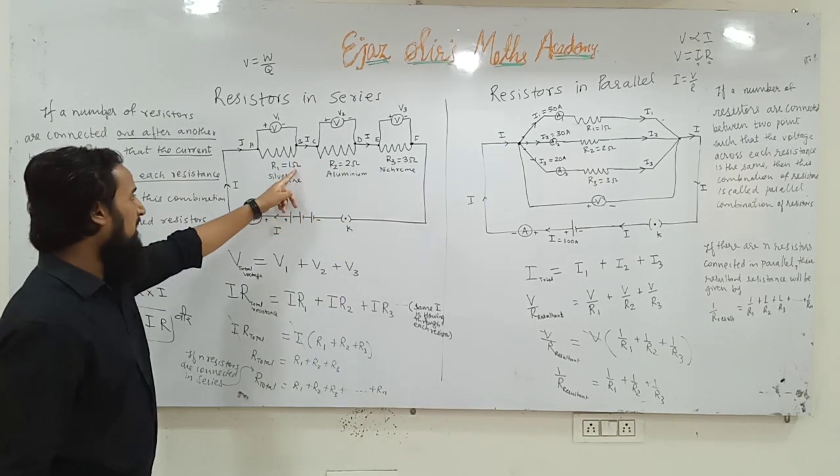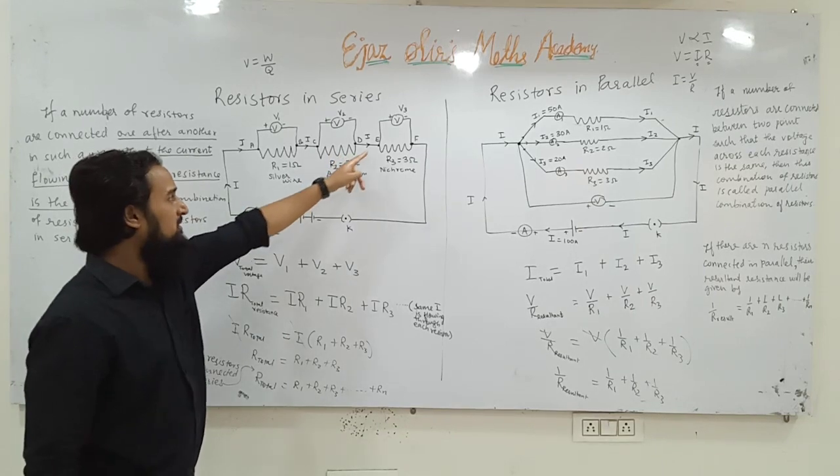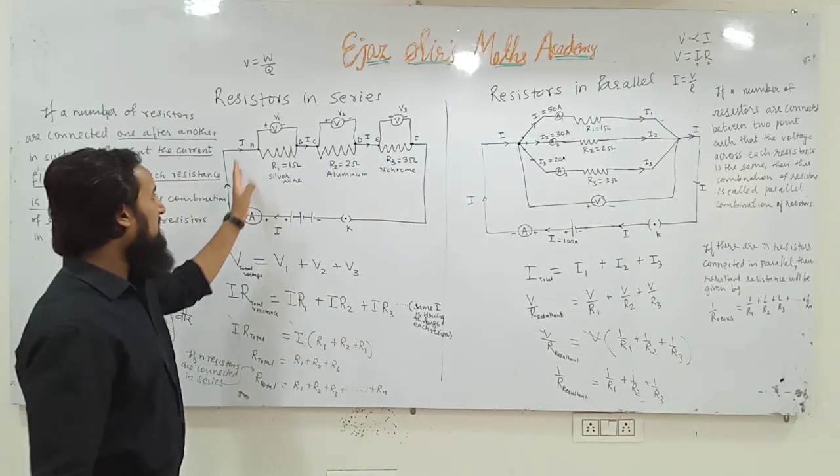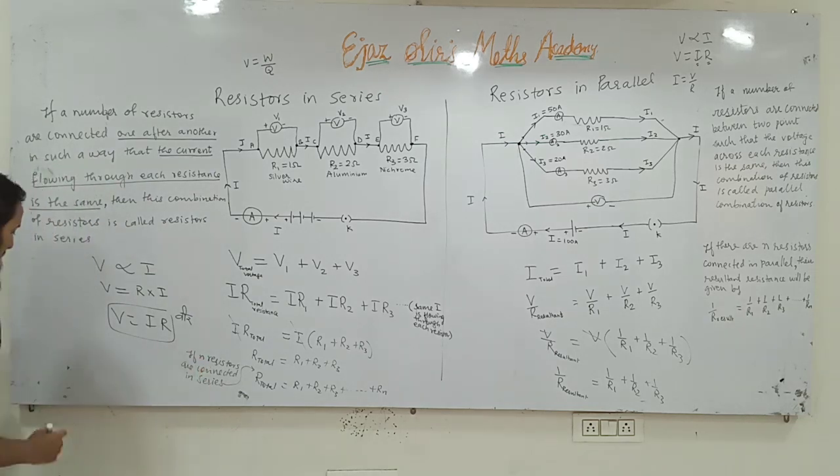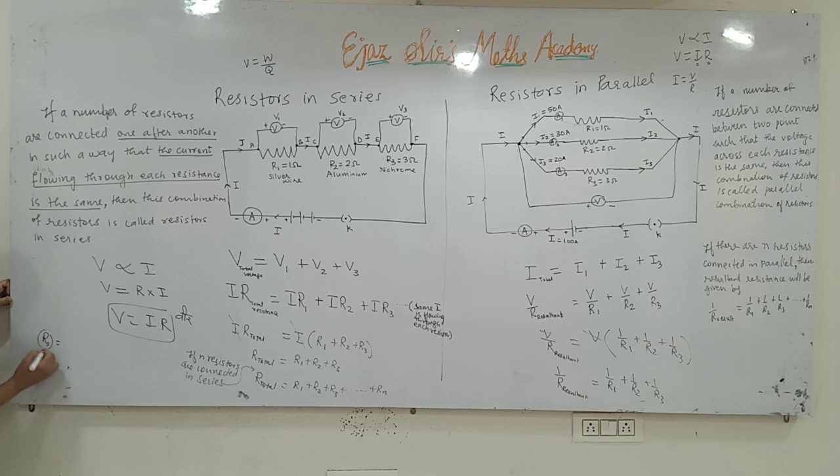Let us suppose this resistance is 1 ohm, this resistance is 2 ohm, this resistance is 3 ohm. So what will be the total resistance here? The total resistance R series total. What is S? Series. Total of the series combination is equal to R1 plus R2 plus R3. And how much is R1? 1 ohm. How much is R2? 2 ohm. How much is R3? 3 ohm. And how much is it? 6 ohm. So the total resistance has come to be 6 ohm.